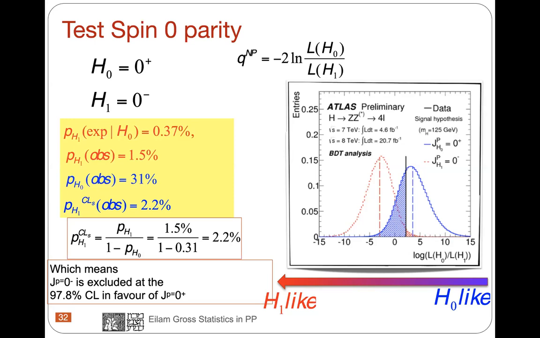So if the tail to the right is 1%, then the complement of the tail will be something like 99%. So the power will be 1 minus 99%, which is again 1%. If the p-value of the signal hypothesis is 1% and the power is 1%, then taking the ratio, the modified p-value is 100%, 1 over 1. You have to sit down with yourselves and work it out. But you can see it if I go back here.